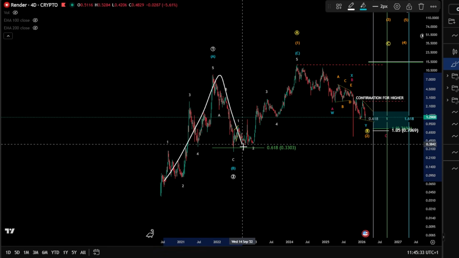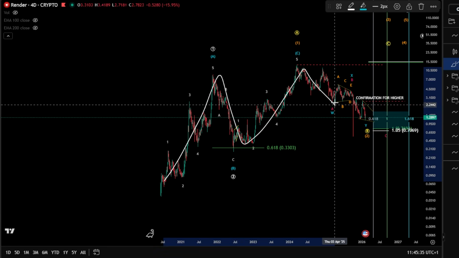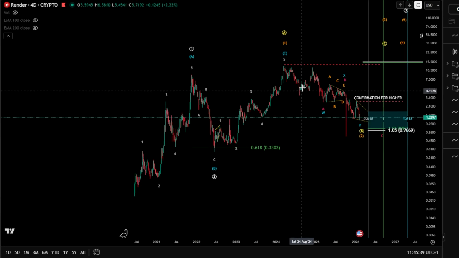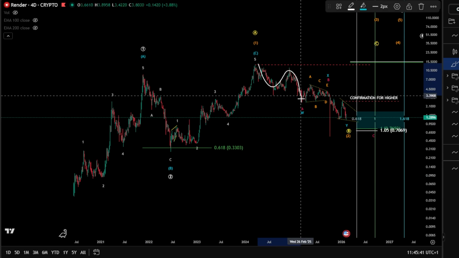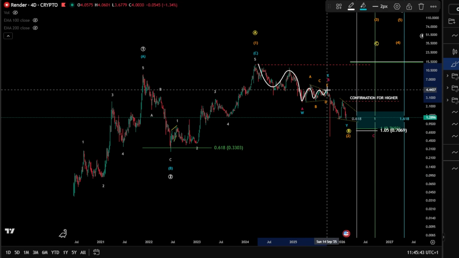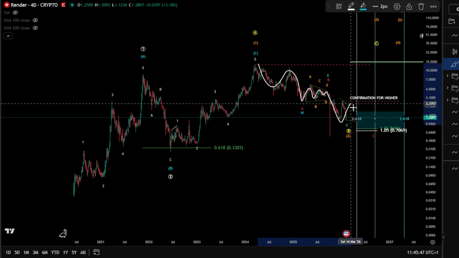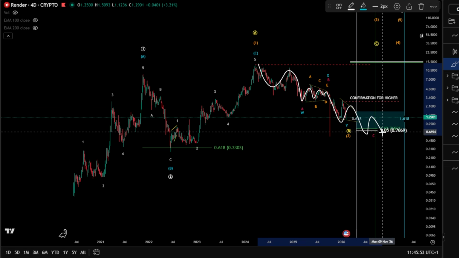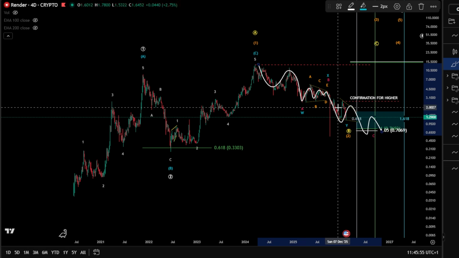Wave A finished here in 3 waves, and we're looking for 3 waves down, of course, to finish a wave B. This wave B has to finish in 3 waves, and then we got a triangle here, A, B, C, D, E. And we're looking for another structure to finish, at least here, a wave Y or a wave C, which might also be a diagonal.